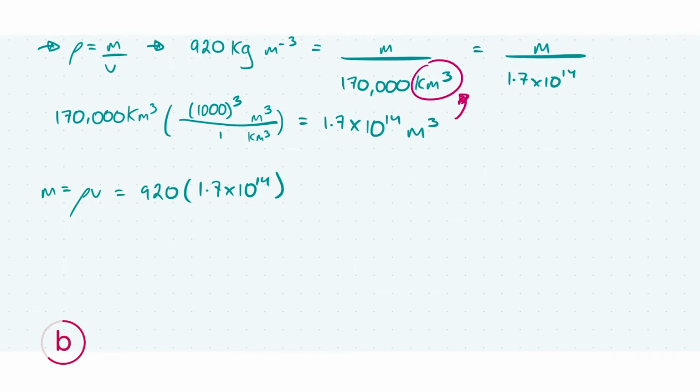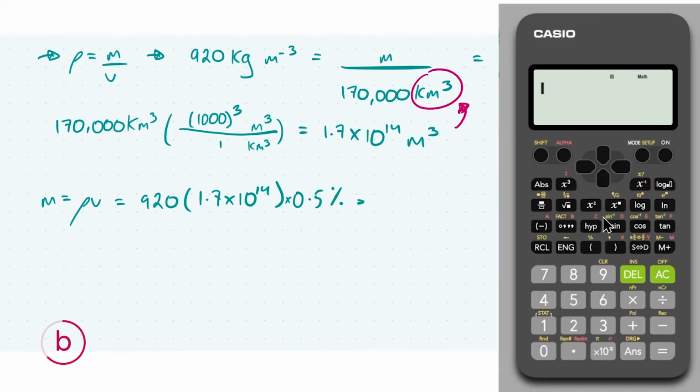So at this stage, I'm going to multiply by 0.5% so that we can find the amount of mass that we're looking for. You could multiply this out now and then multiply by 0.5% after, but in this case, that's just how I'm going to do it. So we're going to multiply by 0.5%.